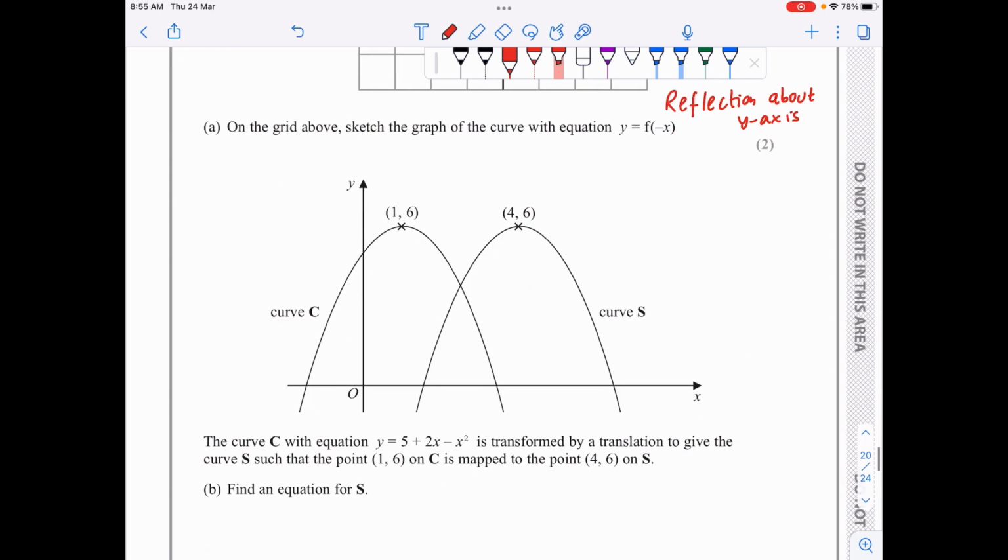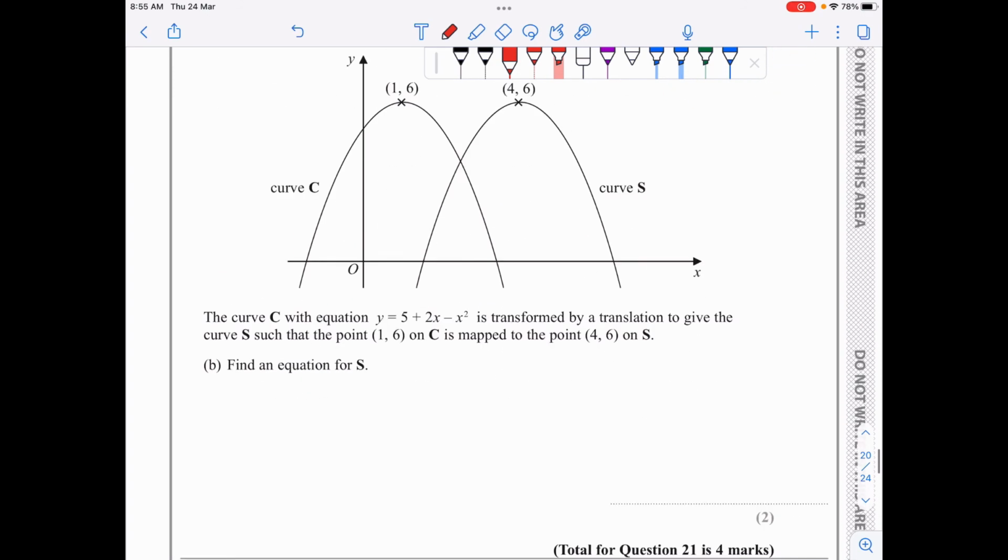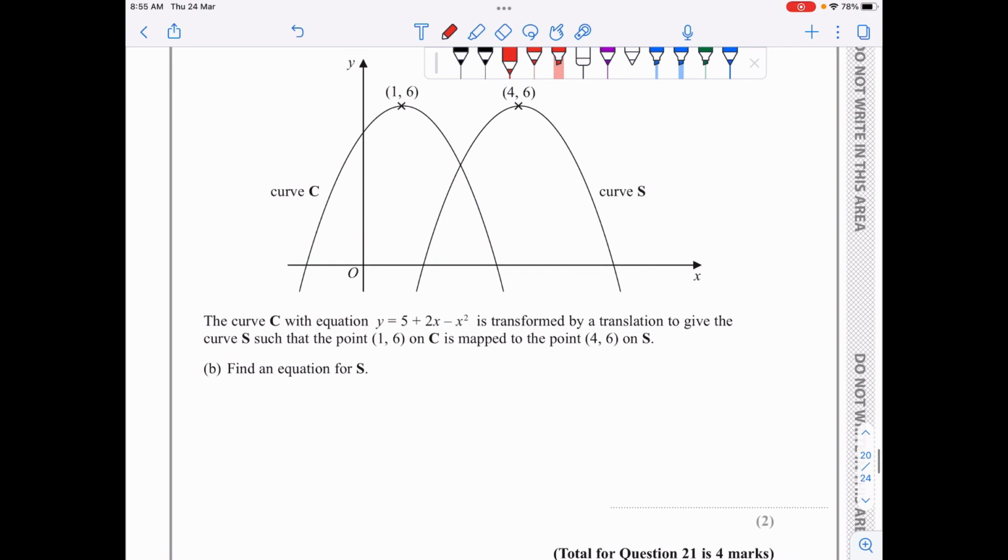And then part B, we are being given two curves, C and S. We know that C has the equation 5 plus 2x minus x squared, and it's being transformed by translation to give curve S such that the point 1, 6 gets mapped to 4, 6. So obviously we are looking at a translation 3 units to the right.